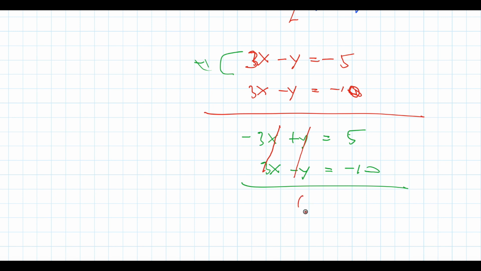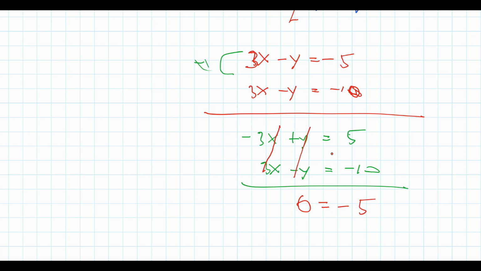So then you end up with 0 equals negative 5. Whenever you get that, you know you have parallel lines. Is that even true? That means parallel. Why? Because it didn't work. You were unable to solve for a letter.